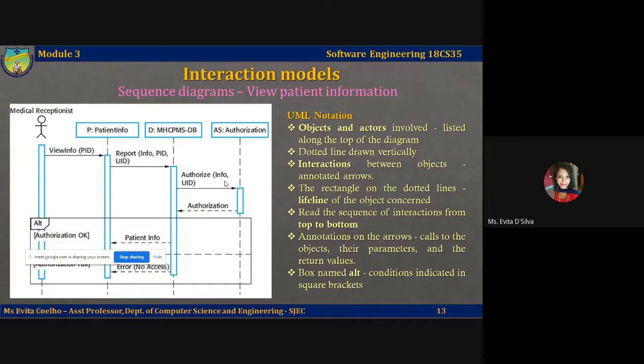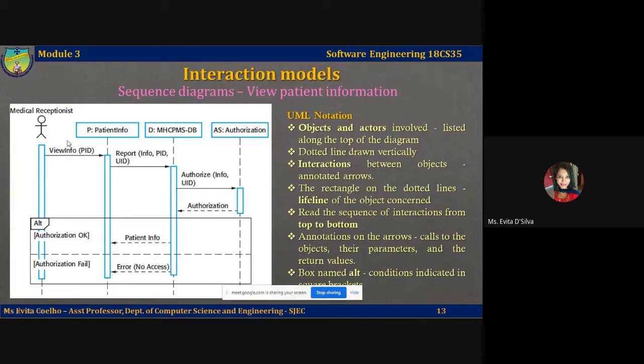Interactions between objects are indicated by annotated arrows. The rectangle on the dotted lines indicates the lifeline of the object concerned. That is, the time during which the object is involved in the interaction. You read the sequence of interactions from top to bottom.